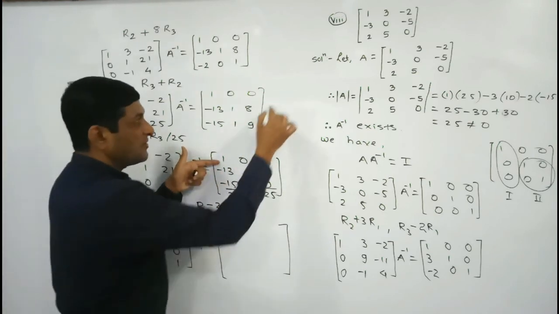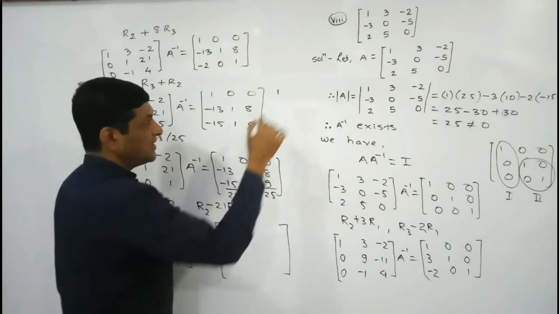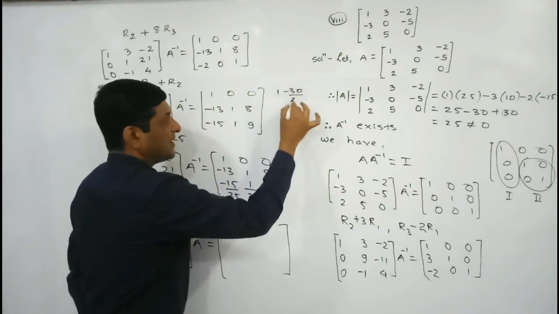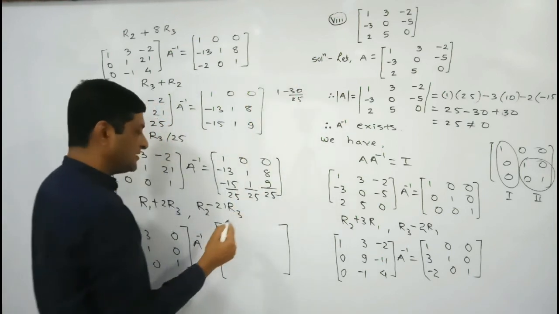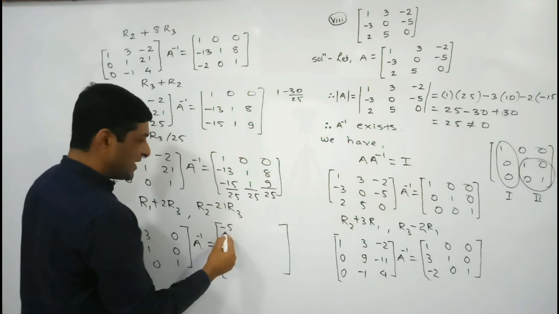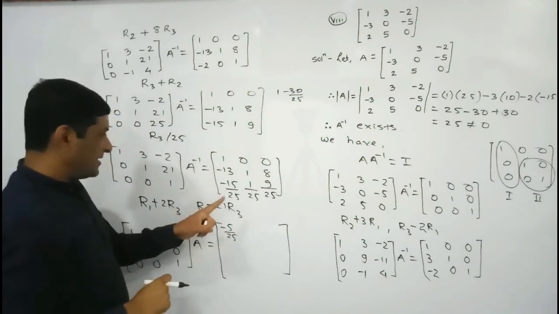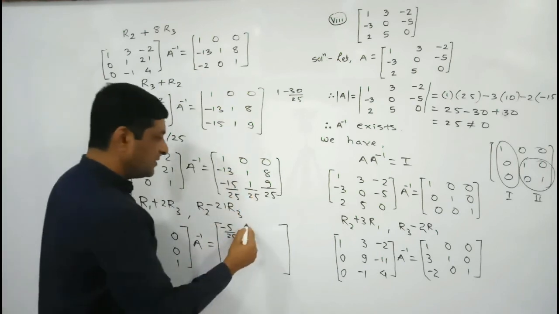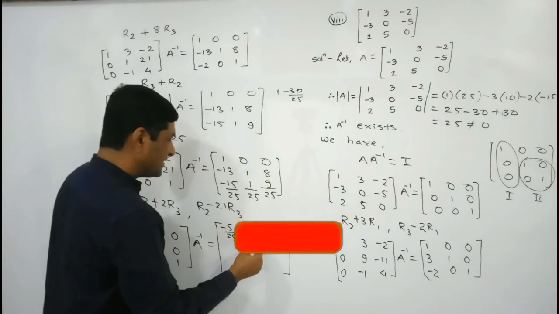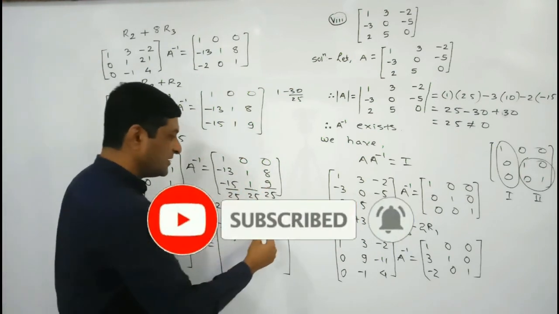So what is the element of R1? 1, and if I am multiplying by 2, here we will get minus 30 upon 25, minus 30 upon 25. 25 ones are 25, 25 minus 30 is minus 5, minus 5 upon 25. Now multiply here by 2, so 2 by 25 plus 0 will be equal to 2 by 25. Then multiply here by 2, 18 upon 25 plus 0 is 18 upon 25.